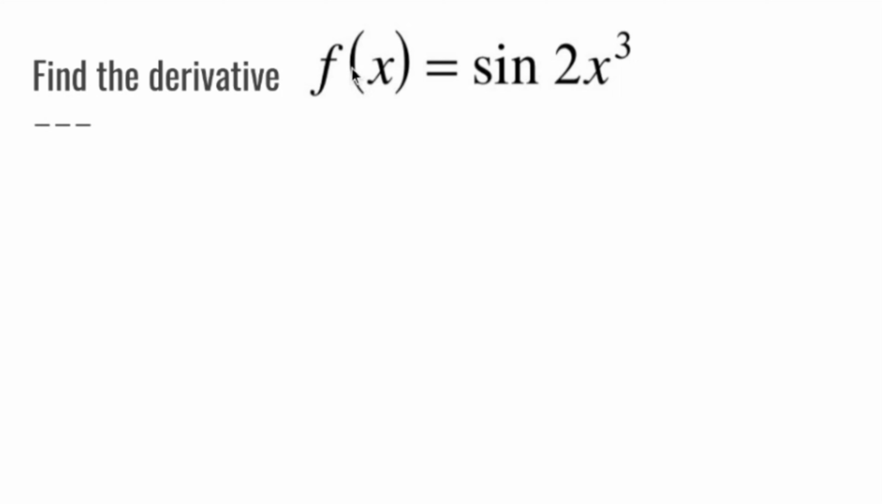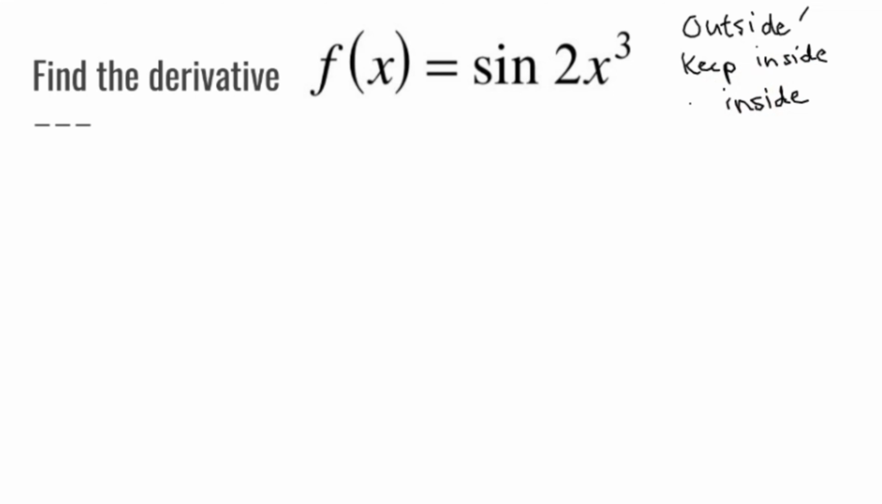Find the derivative f of x equals sine 2x to the third. All right, so I have a trigonometric function, but instead of just having sine x, I have other stuff. So this is going to require the chain rule. All right, remember when you do the chain rule, there's 3 steps. You're going to take the derivative of the outside stuff. Okay, so outside stuff derivative, keep the inside stuff, but then multiply everything by the derivative of the inside stuff.